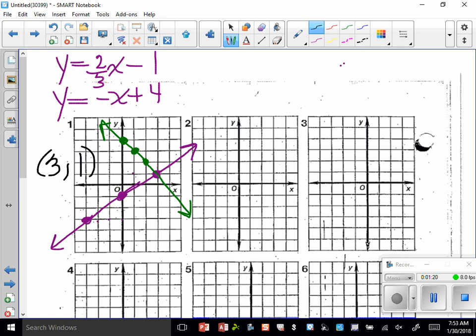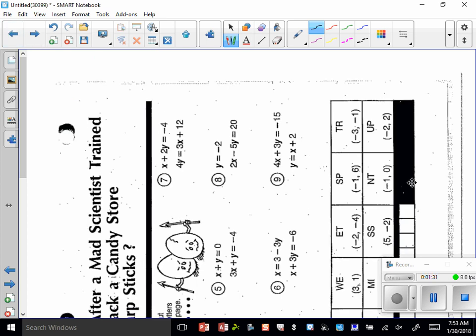Okay, 3, 1. So if you go back to page 1, and of course mine is sideways, but you'll see 3, 1 is right here. Okay, so that's what you're doing on pages 1 and 2. So I would not count this, like I said, as a completely new lesson, except you're putting two lines on the same coordinate plane, because that's what a system of equations consists of.